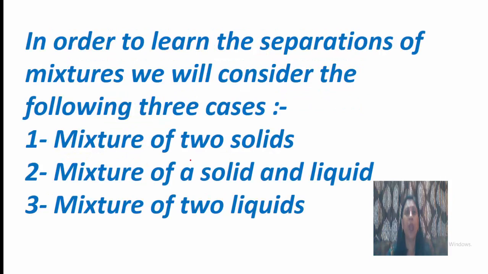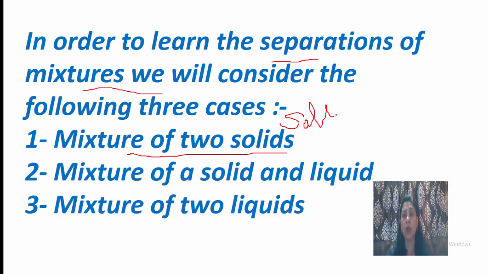Now students, before learning the separation of mixtures, we should consider the following three cases: what type of mixtures we are going to study, of which we are separating the constituents. Number one, a mixture of two solids, that is solid mixed with solid. You can give the example of salt and sand, or sugar and sand.